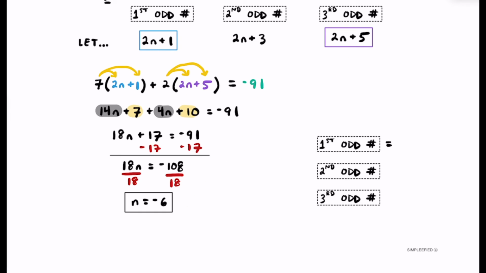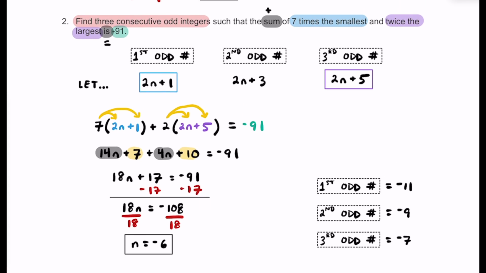And so just kind of wrapping this all up together, we said that first one was negative 11. The second one ended up being negative 9. And the third one, which is the largest one of the 3, ended up being negative 7, and these are consecutive odd integers.